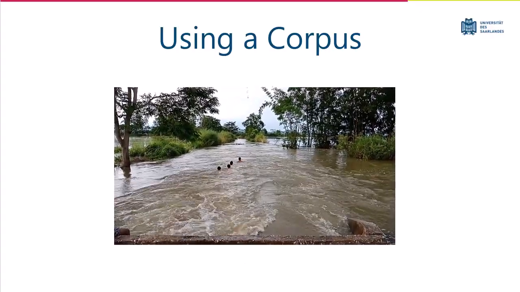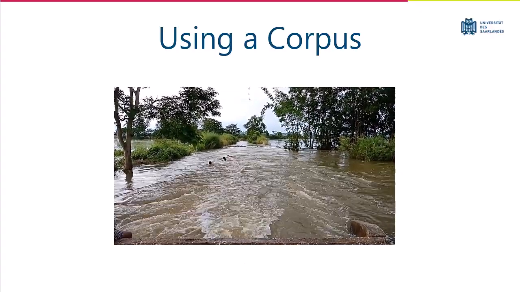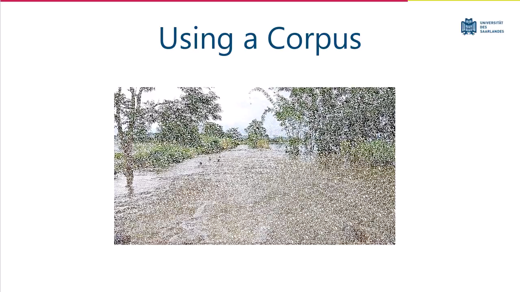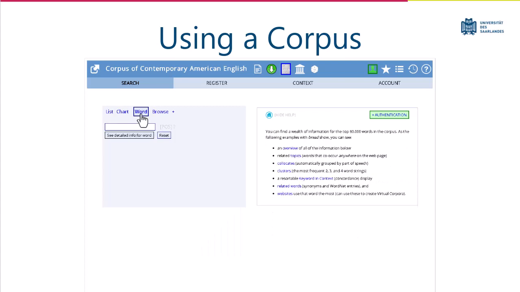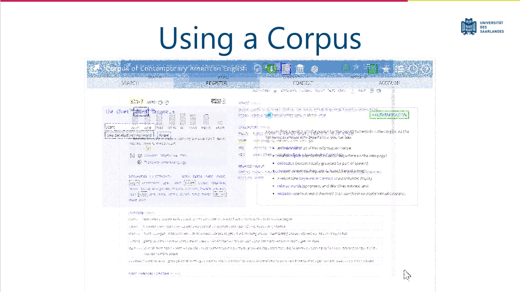We'll move on to some of the more advanced features in a future video, but for now, let's keep it simple. First things first. Since a corpus is a large collection of written and spoken words from real-world sources, one of the most important things it can do is give us real-world examples of how a specific word is used. To get an idea of this, first, click on the word box above the search field. Then, put in a word. Let's type the word start into the search box and click See Detailed Info for Word.